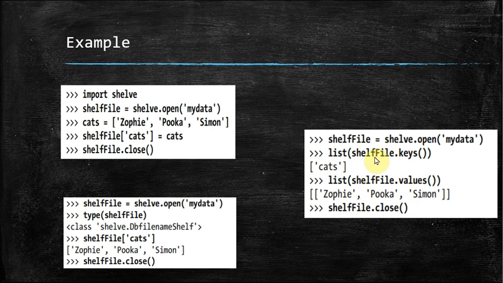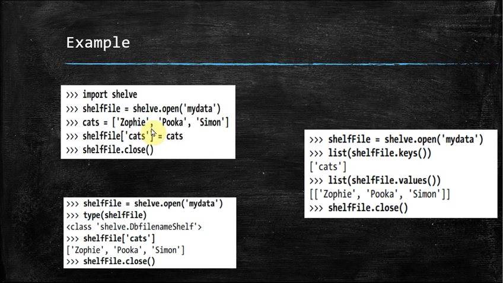So list of shelf file dot keys. First of all, you are going to open that particular file. After you open it, we want to display it as in a dictionary, where you have key as well as value pairs. Similarly, you can display it over here also. So for that, first of all, the result should be in the form of a list, dot keys.